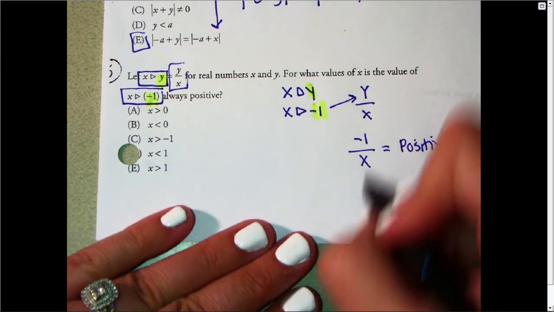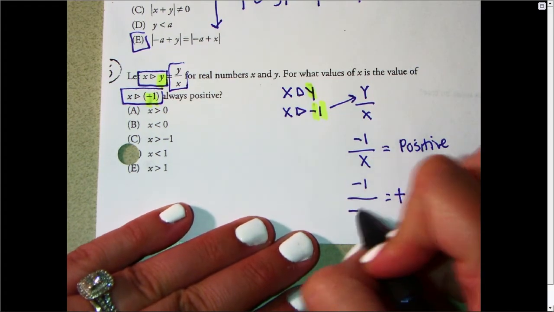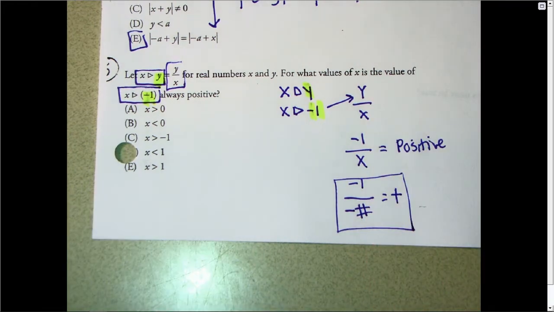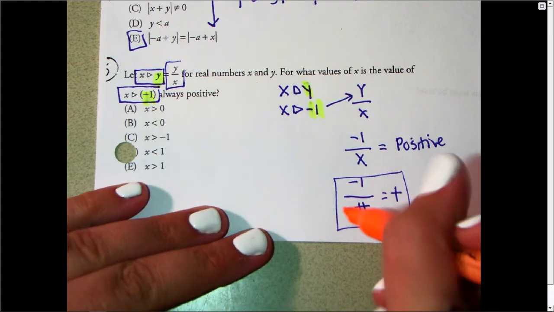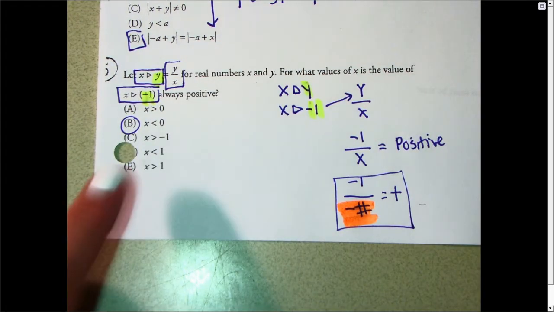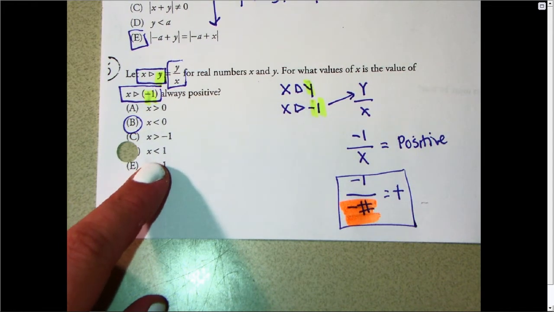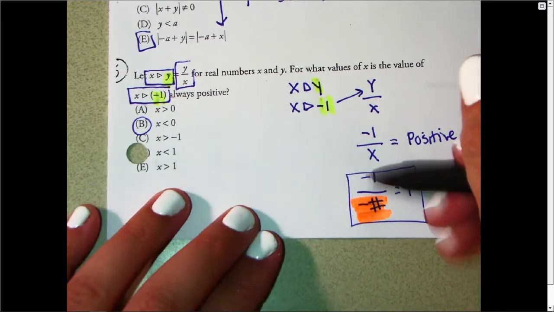Well, the only way to get a negative numerator to equal some kind of positive number is to put another negative number underneath it. The only inequality that represents only negative numbers, that's the important part here, is option B. X is less than 0. I don't want to pick this one, less than 1, because I could use 0.5. That's a positive number. Option B ensures that I'm only using negative numbers, making that fraction reduce to a positive.